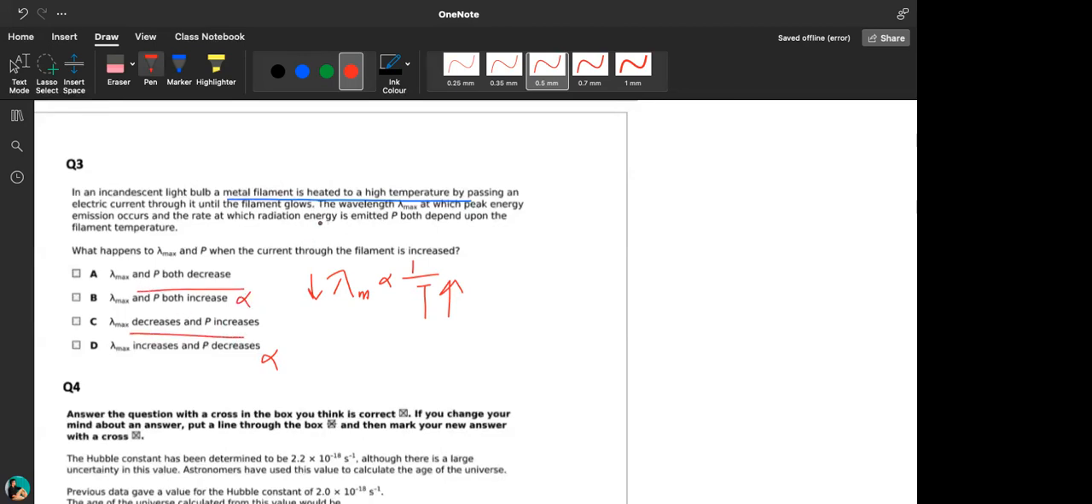But what is P? P is the rate at which radiation energy is emitted. That means energy over time. What is this? This is power, right? Energy over time, power, or luminosity of the bulb. So we know power is the same as luminosity. So what happens to the power when the temperature increases, when the current increases? The power will increase. So lambda max decreases, but then the P increases. Okay, this is C.